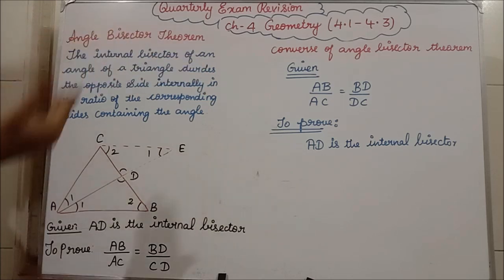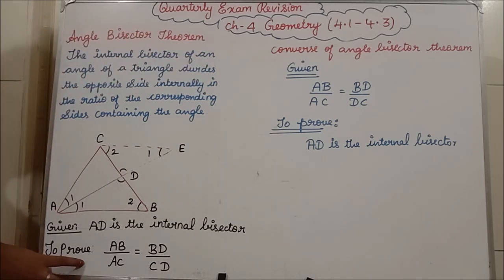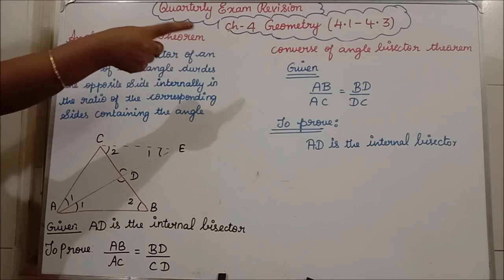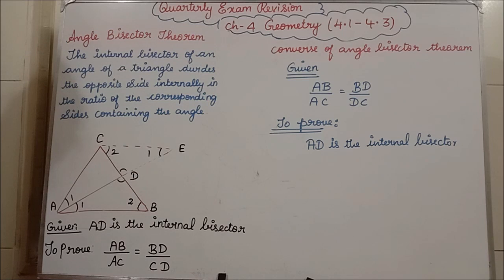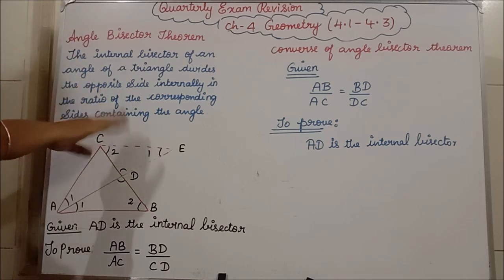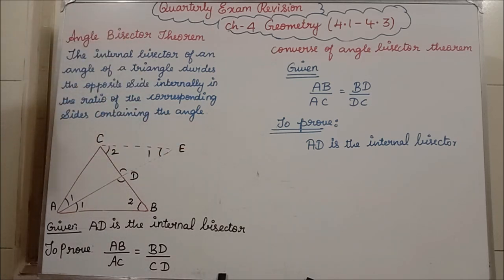The converse of the angle bisector theorem is what? What they have given as the to-prove, that is given here. We have to prove that AD is the internal bisector. The reverse format. Clear? As I told you before, converse means what we prove in the normal theorem, the reverse we will be proving in the converse part. Clear? Now, based on the Thales theorem and the angle bisector theorem, I am going to do two problems: one based on the angle bisector theorem and one on the Thales theorem. Clear?